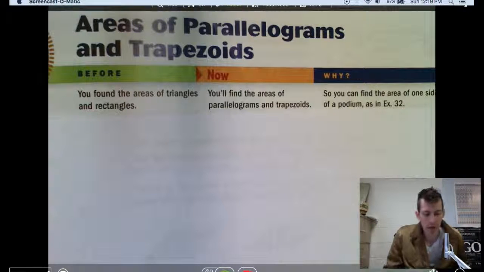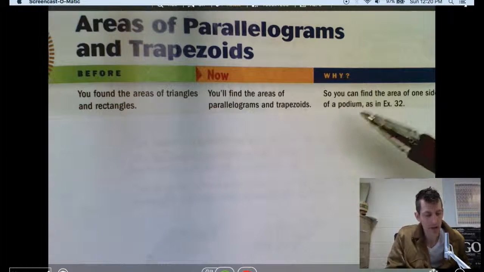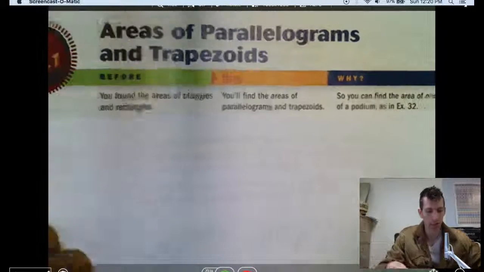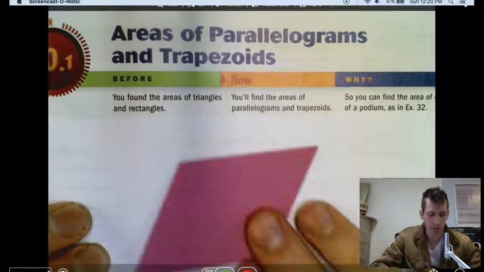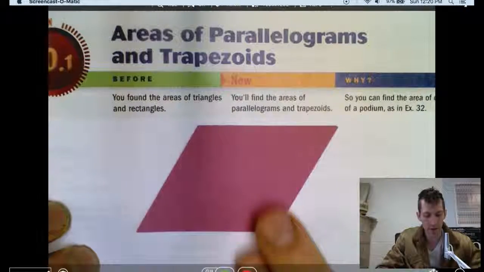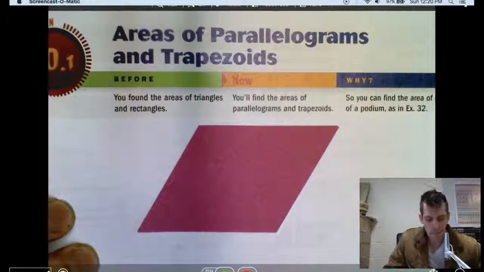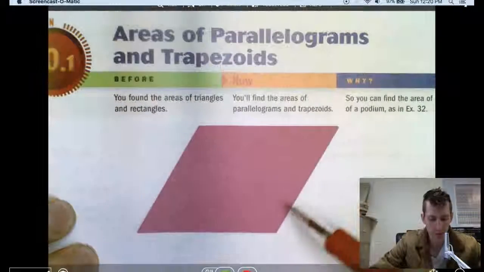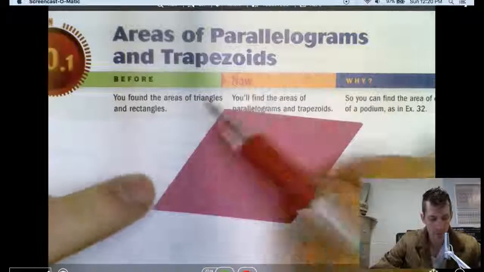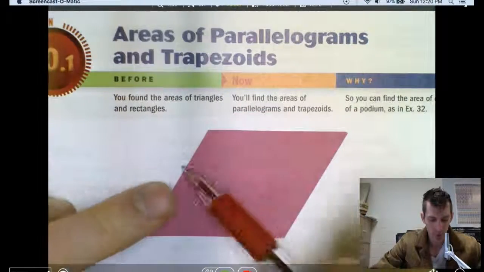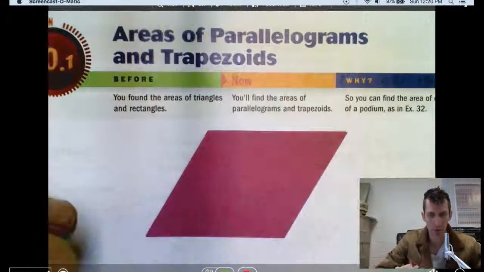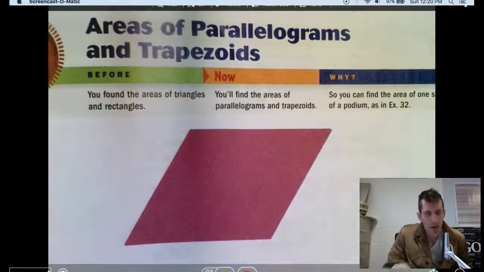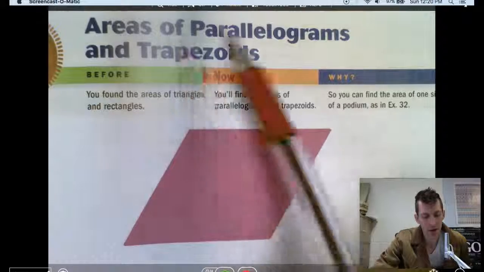Hey, we're talking about areas of parallelograms and trapezoids, and to prepare for today's presentation, I made you a little parallelogram of your very own. What makes a parallelogram a parallelogram? Well, it's got two pairs of opposite sides that are parallel. This is a parallelogram. Now, we're talking today about the area of a parallelogram.